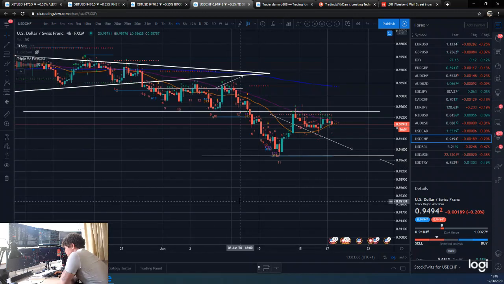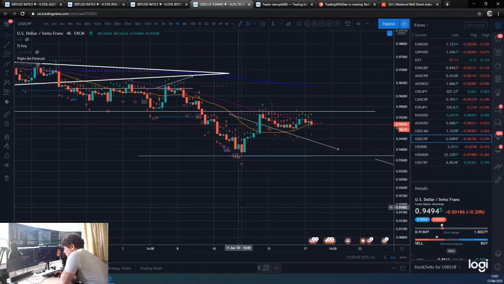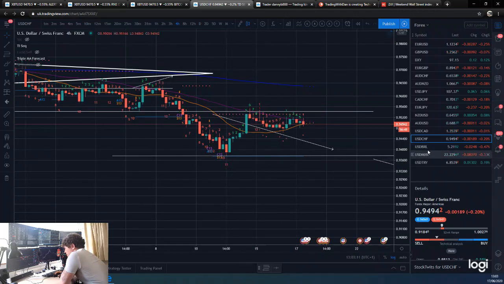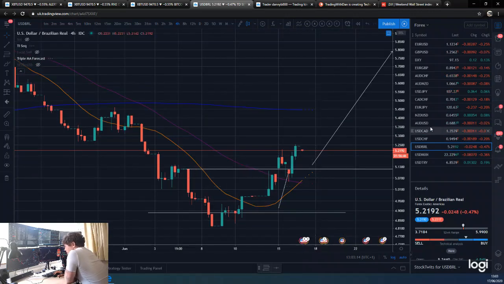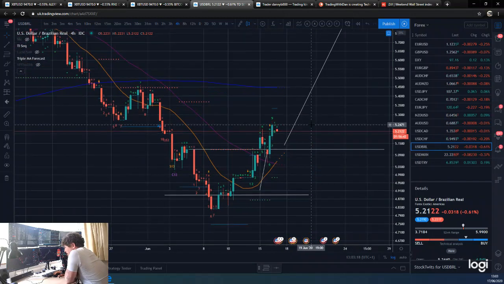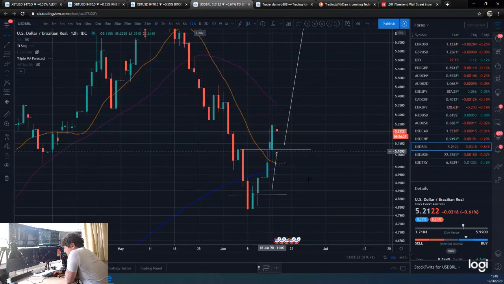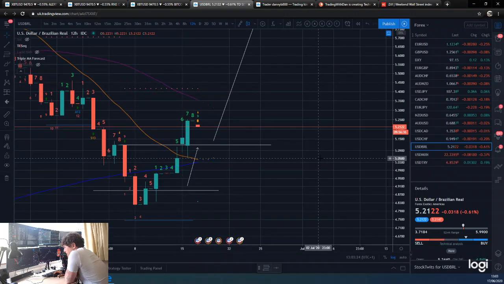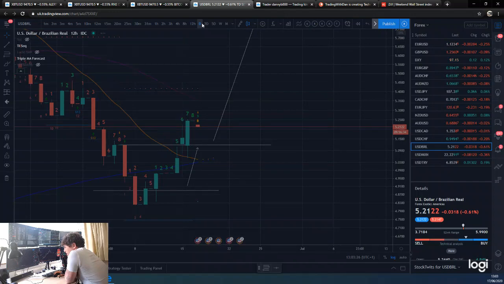Anything on the 4 hour? Not much really on the 4 hour. Nice reversal candle there, but not too much going on here. US dollar Brazilian real. We broke the levels, looks like we're potentially going up. 4 hour 9 here though, so that may scupper our bullish plans for a few 4 hour periods. 12 hour 9 here. Okay, so it's a bit more interesting now.